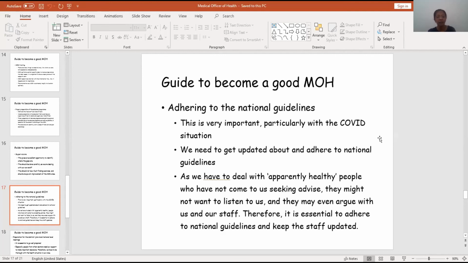And we have to deal with the public. We know that we are not getting patients. They are not coming to us to seek advice. They might not want to listen to us. They may even argue with our staff. Therefore, it is essential to adhere to national guidelines and keep the staff updated always. That's why I always say use your monthly conference and in-service training to update your staff.